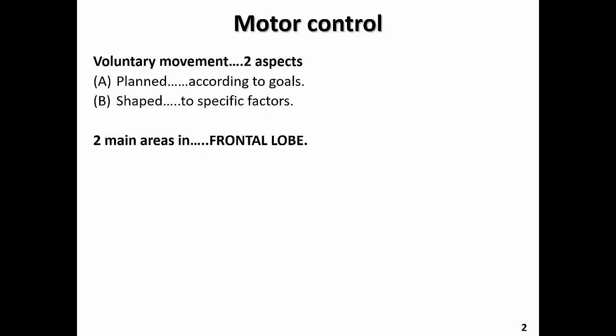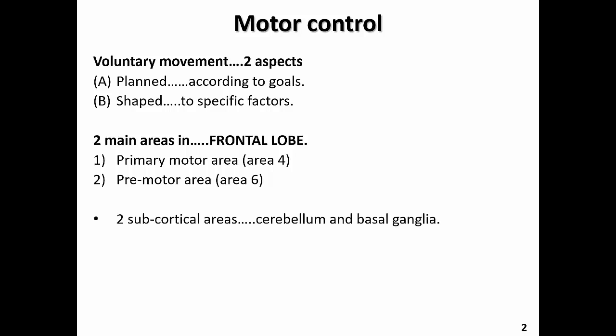And there are two general areas in the frontal lobe involved in the production and execution of movements. The first one is the primary motor cortex, identified as Brodmann's area 4. And the second main area we'll focus on is the premotor area located in Brodmann's area 6.